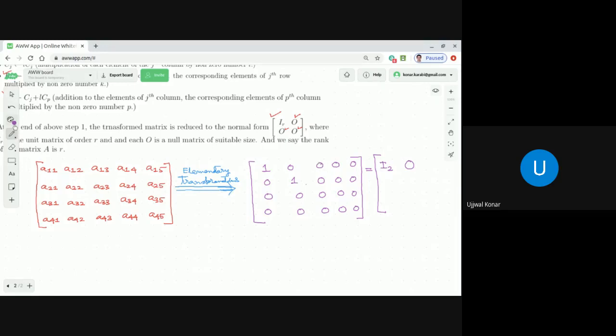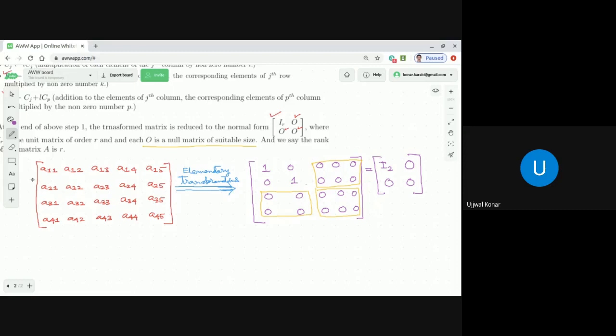Let me use a different color. Suppose this is one null matrix, this is one null matrix, and this is one null matrix. That's why it is written that O is a null matrix of suitable size. So you can write it more clearly as I2, 0, 0, 0, where I2 is an identity matrix of order 2. So we can say the rank of the given matrix, which you see in red on the left-hand side, is 2.